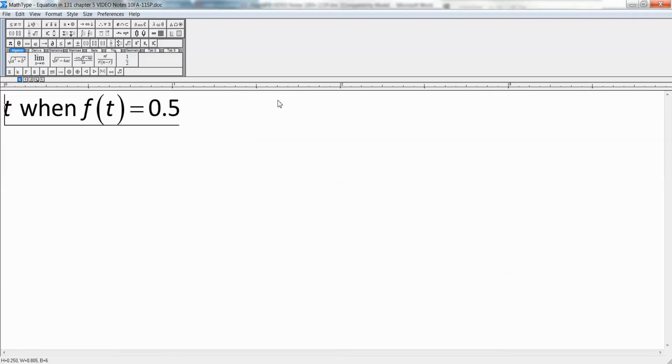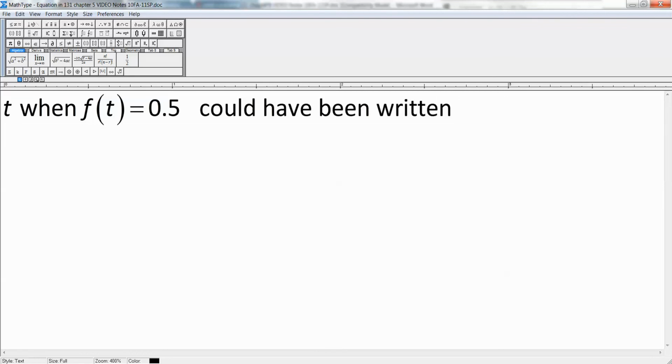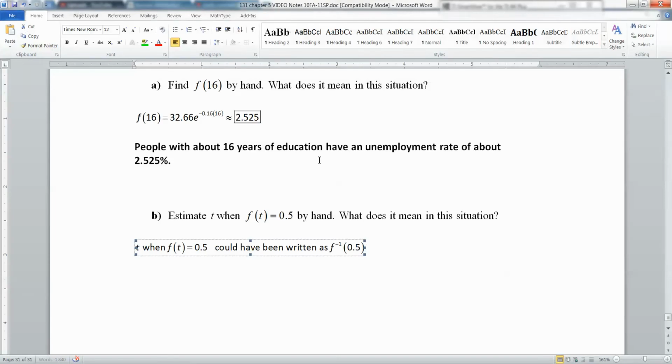Here, let me put it this way. It could have been written as there. Just a little reminder of something we learned earlier. So note.